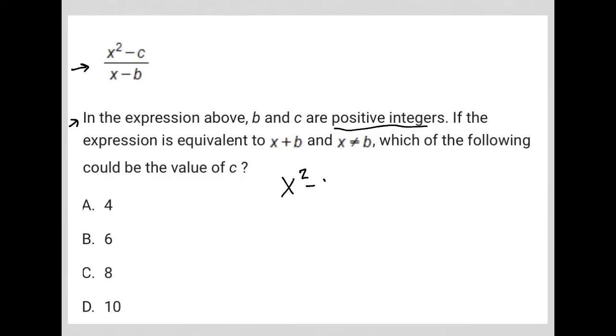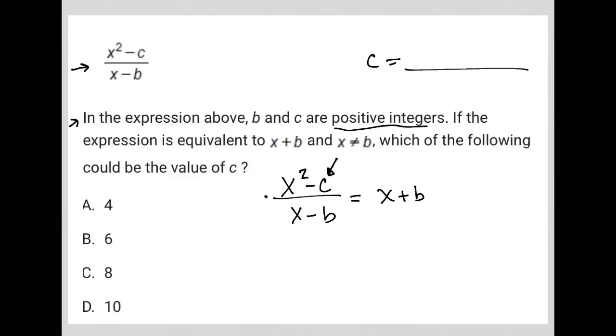That means that x squared minus c, right, the expression over x minus b is equivalent to, so equals, x plus b. Okay, so if the expression is equivalent to x plus b, which of the following could be the value of c? All right, so I think I'm just looking to isolate c, right? I just want to see what c could equal. I want a c equals something, right? So how would I do that?